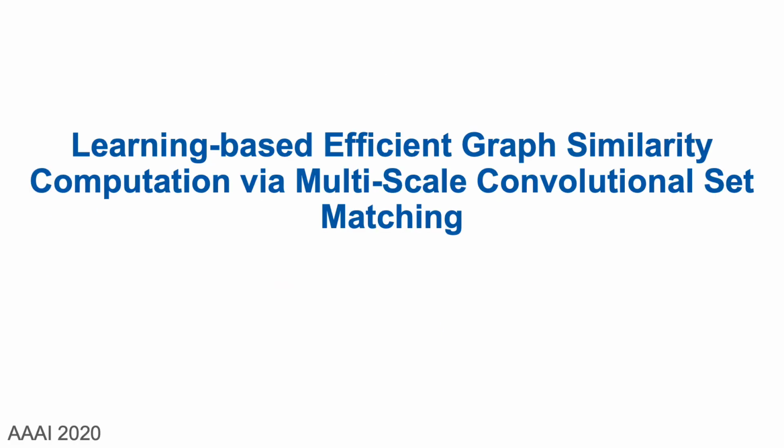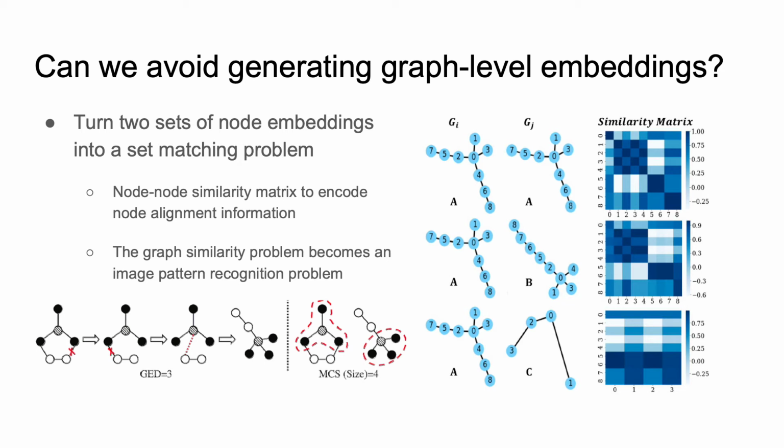Now the question is, can we even do better than that? And the answer is yes. Here comes our second project, which is on learning-based efficient graph similarity computation via multi-scale convolutional set matching. The question we want to ask is, can we avoid generating graph-level embedding altogether? Remember, in SimGNN, we have both node-level embedding and graph-level embedding. So if we can avoid generating the graph-level embedding and somehow leverage the node-level embedding in a different way, then maybe we can get even better results.